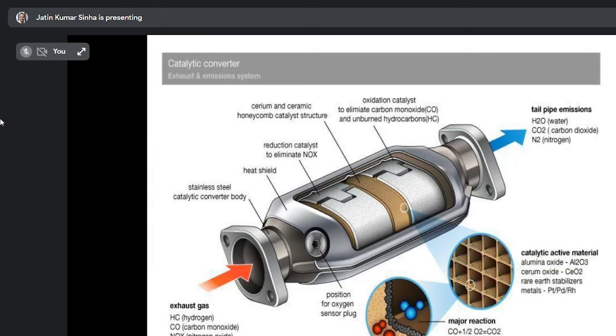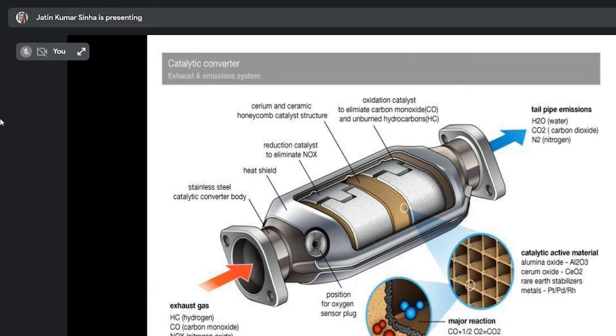The slide is describing what you saw in the video. So there are two parts. In the first part, the nitrogen oxide is being converted to nitrogen and oxygen. Then in the second chamber, the oxygen will react with carbon monoxide to give you carbon dioxide. At the same time, the hydrocarbons will be converted to carbon dioxide and water.